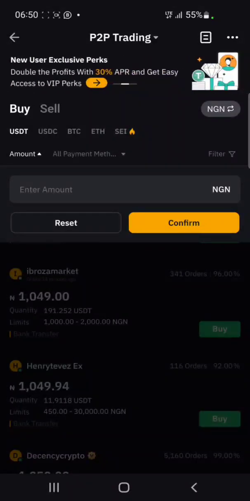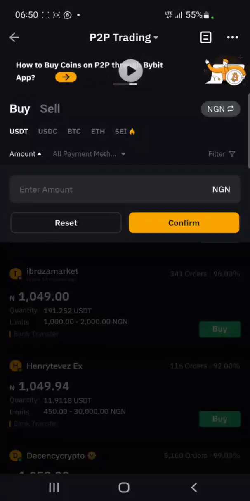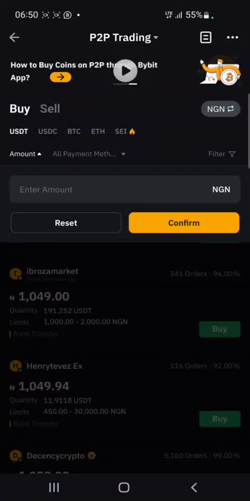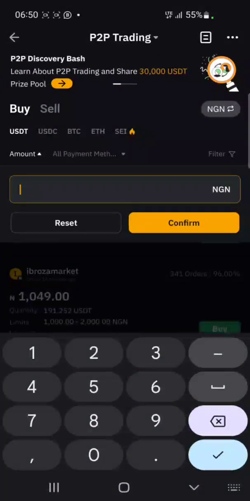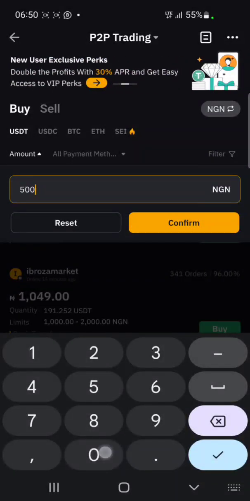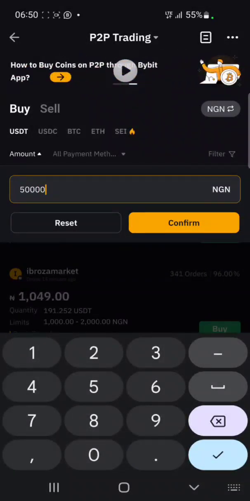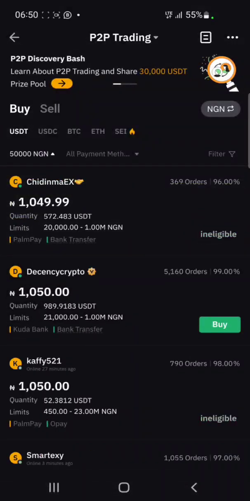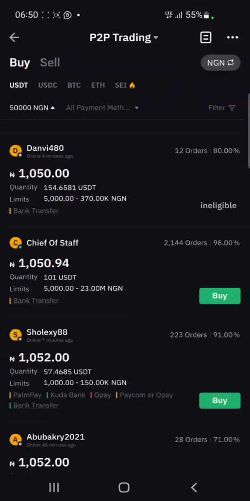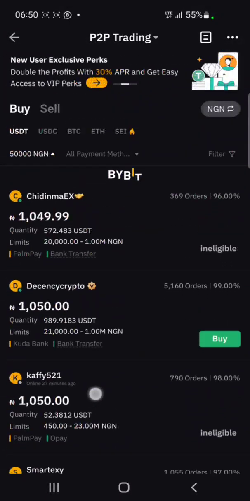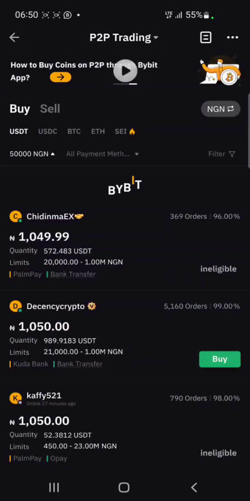Let's say you want to deposit $50, which is equivalent to around 50,000 naira. Then you enter 50,000 naira. Are you following? Then you click on confirm. Do you see they changed the people? These are the people that sell within that range. Then you click on one of them.